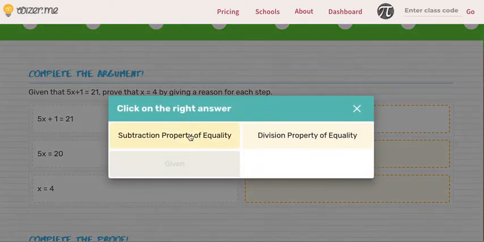So, since we subtracted from both sides, the reason that we got 5x equals 20 is because we used the subtraction property of equality. Now, why is it called the property of equality? Well, because we subtracted from both sides of the equal sign. So that way it remained balanced. The equation remained balanced because we ended up doing an operation on both sides of the equal sign.